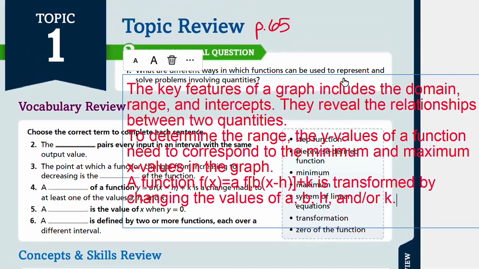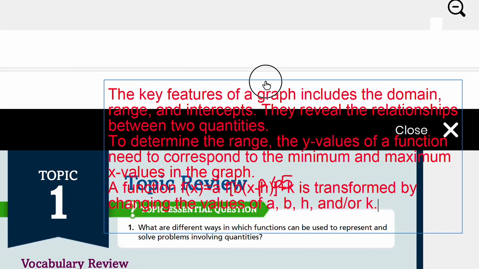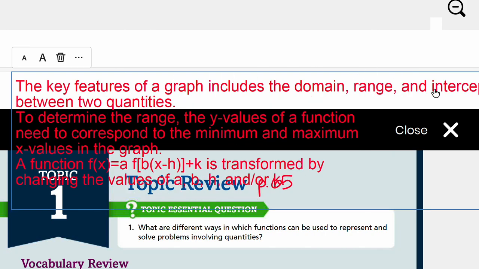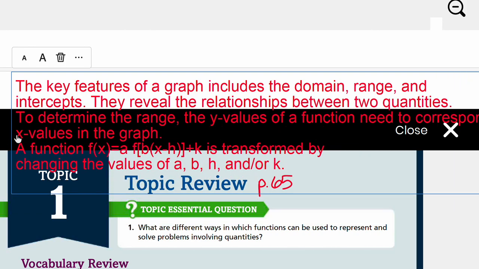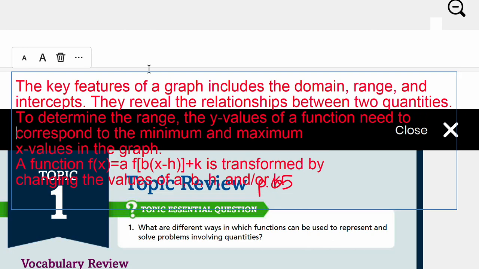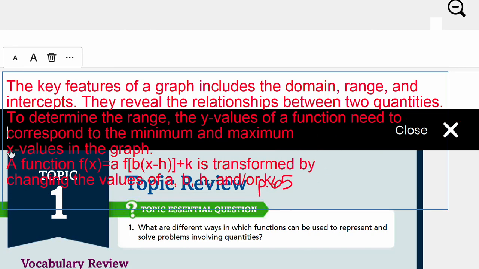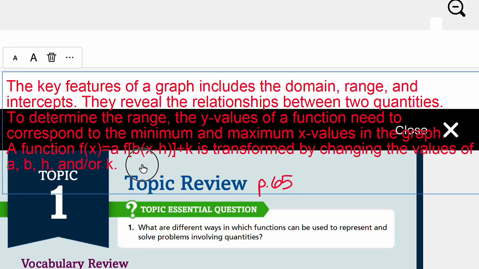I know it's a little bit hard to see. Let me move this up here. Okay, and then that was the transformation.